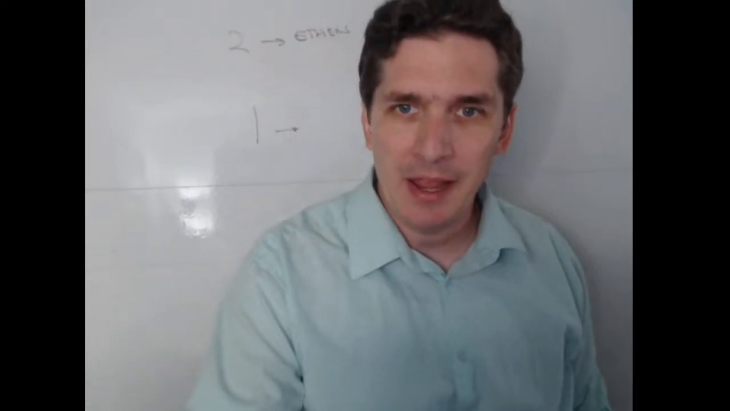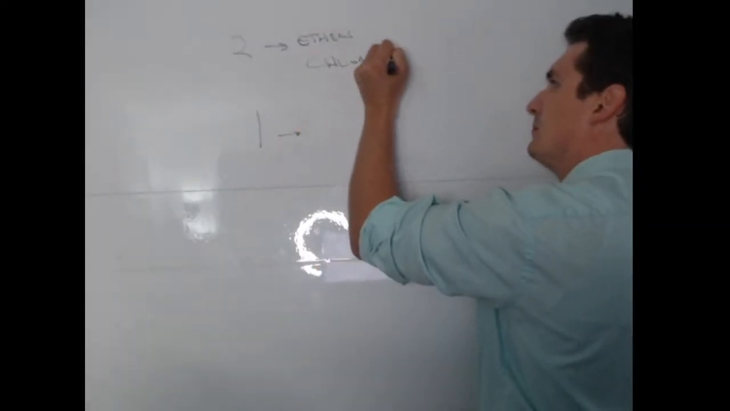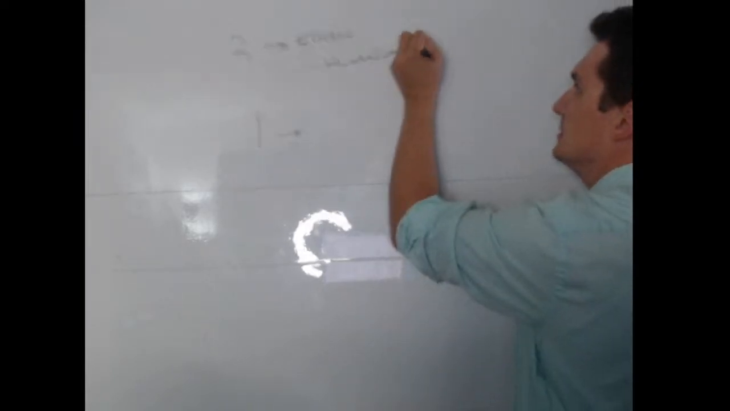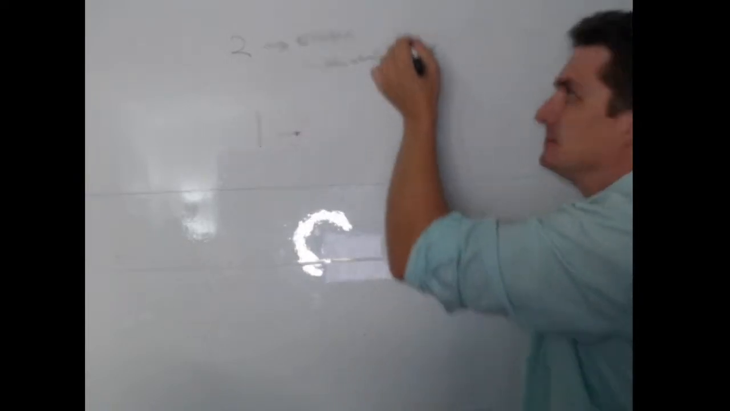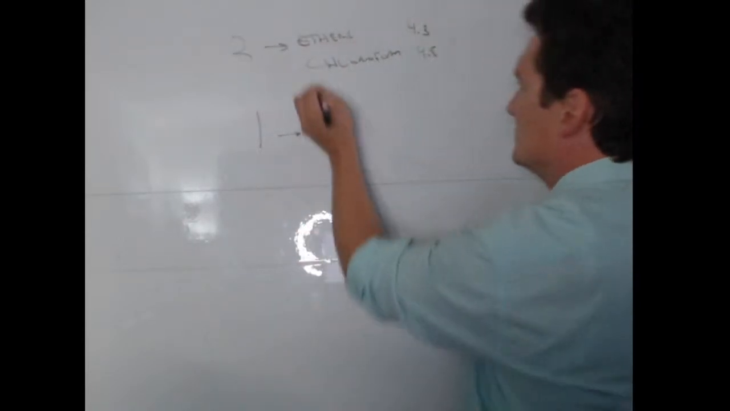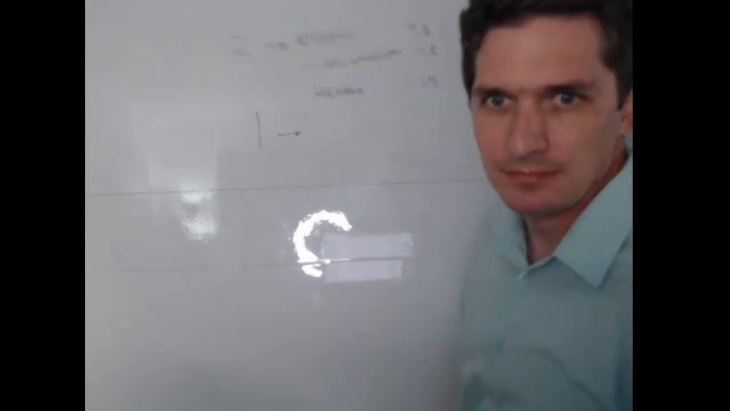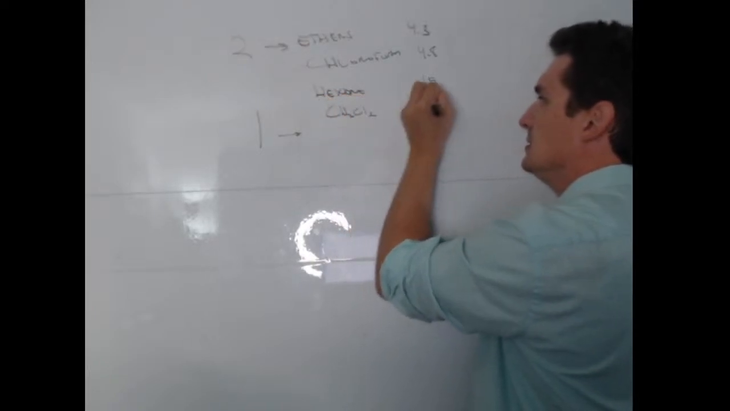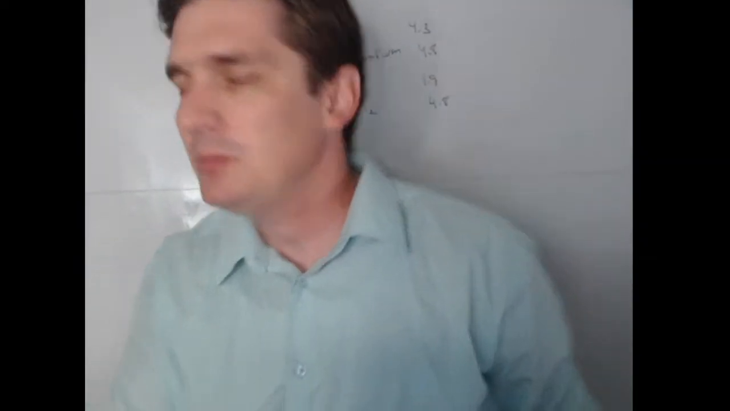So, nonpolar aprotic chloroform, dielectric constant of 4.8. Ethers, dielectric constant of 4.3. Hexane, 1.9. Methylene chloride, CH2Cl2, 4.8. Wait, no, 9.1.